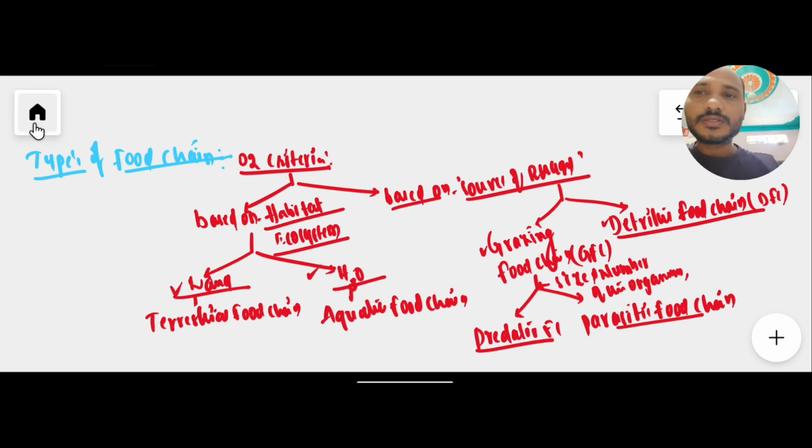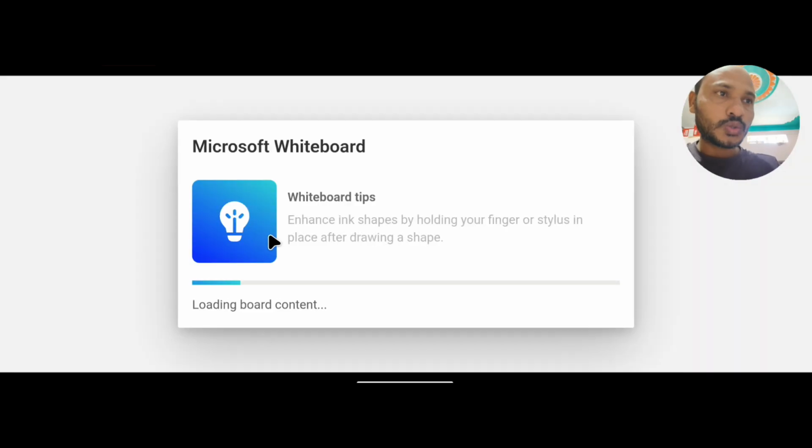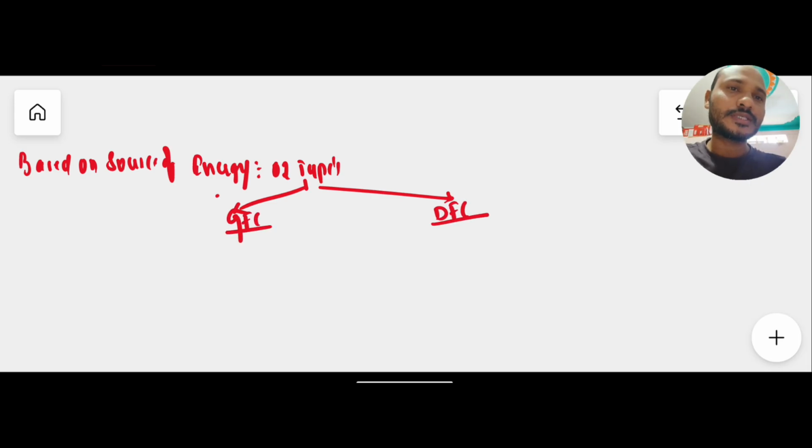So first, we mainly focus on grazing. Based on the source of energy, we can classify them into grazing and detritus food chain. We focus on that one. So based on source of energy, there are two types of food chain, and here we will go through them in depth. The first one is grazing food chain, and the other is detritus food chain. We will discuss in depth about grazing and DFC, detritus food chain.